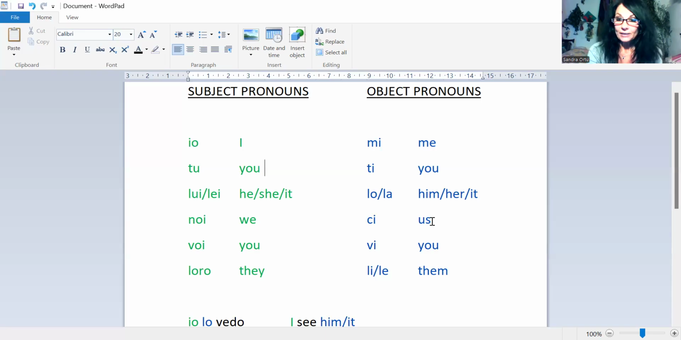And also, this is something that I've seen many times. Sometimes, if I ask, how do you say noi in English? More than once, some students said us. No, it's not us, because noi does not mean us. It means we. Big difference. There is a big difference between we and us. So between the green and the blue. We and us are used in a completely different way. They have a different function in a sentence.